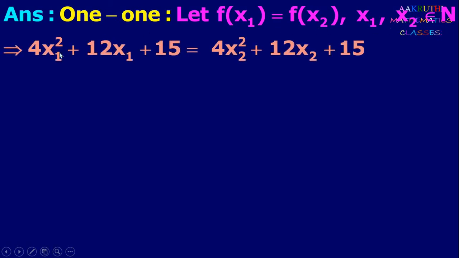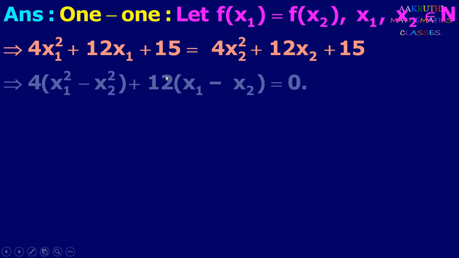Now here it is given f of x is 4x square plus 12x plus 15. So therefore f of x1 is 4x1 square plus 12x1 plus 15, and f of x2 is 4x2 square plus 12x2 plus 15. Now first we cancel 15, 15 and take all numbers to the other side. We get 4 into x1 square minus x2 square. Now we take 4 common outside. And here it is 12x1 minus 12x2, take 12 outside, and we can write 4 into x1 square minus x2 square plus 12 into x1 minus x2 equal to 0.